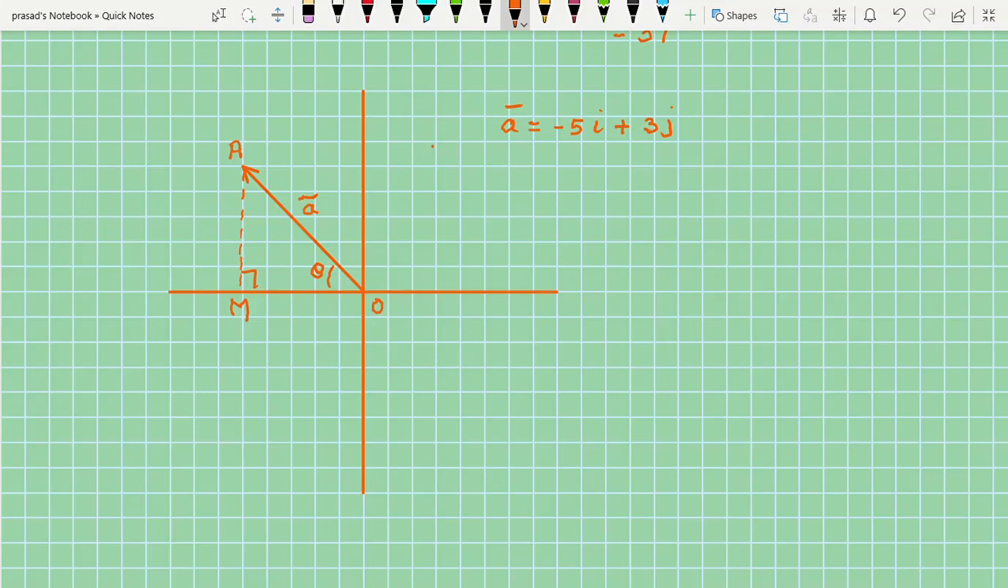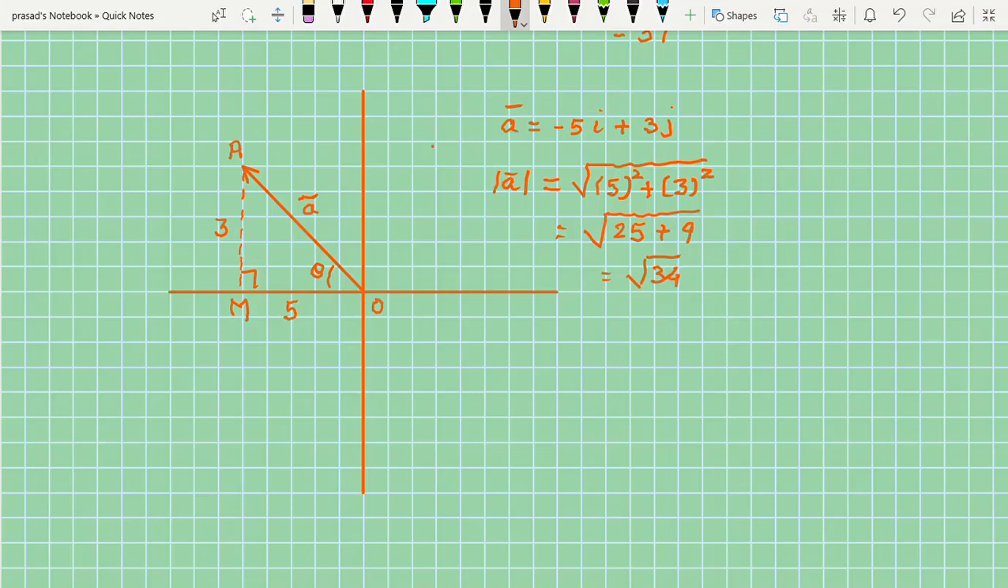So in this case, the magnitude of vector A will be root of, now in this case, length of OM is 5 and AM will be 3. So the magnitude of this vector will be root of 5 square plus 3 square, which is 25 plus 9, which is root 34. That is the magnitude.